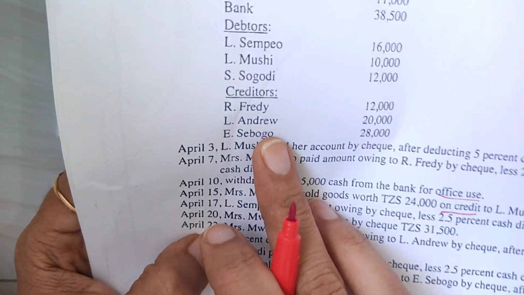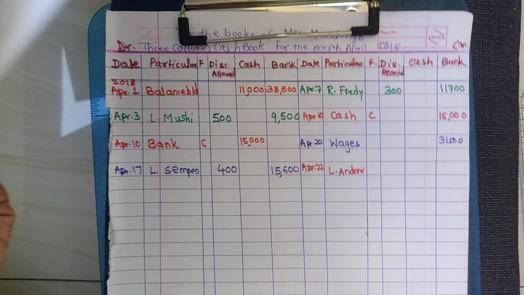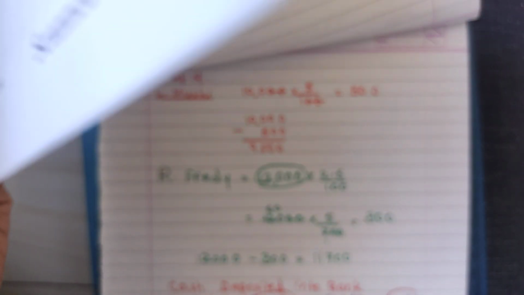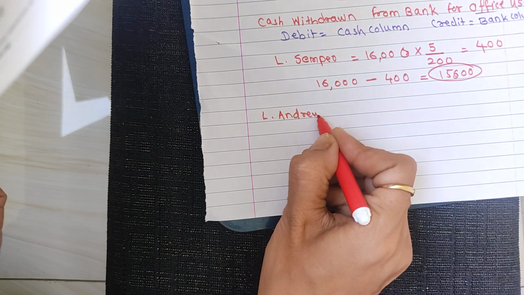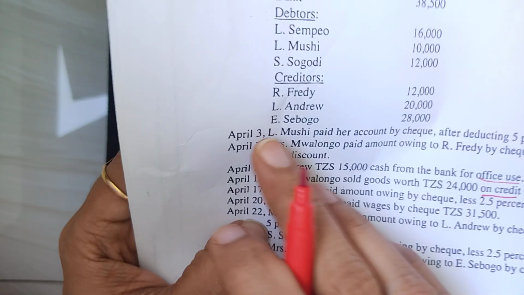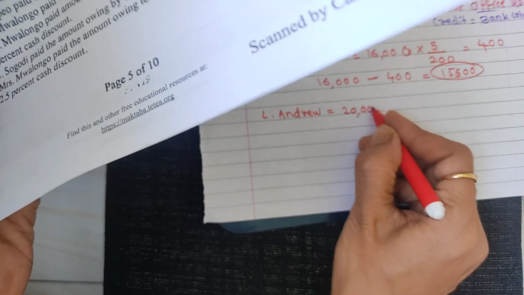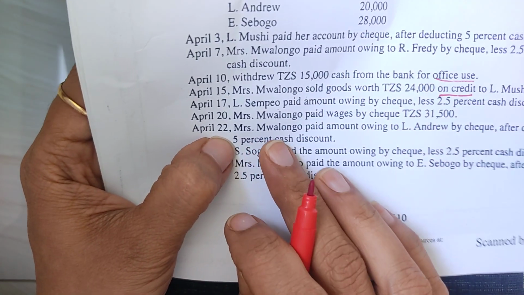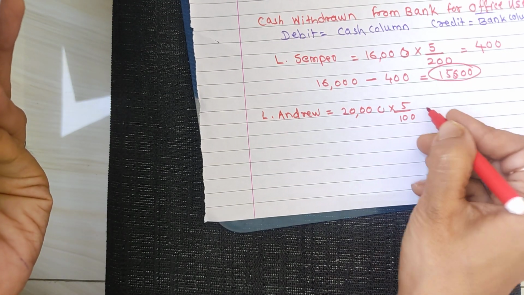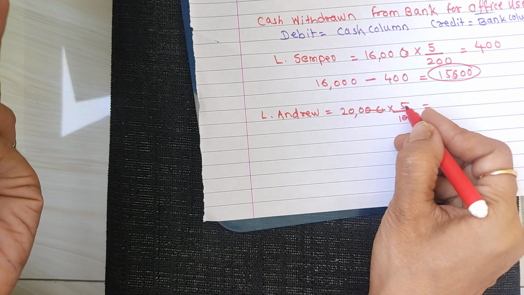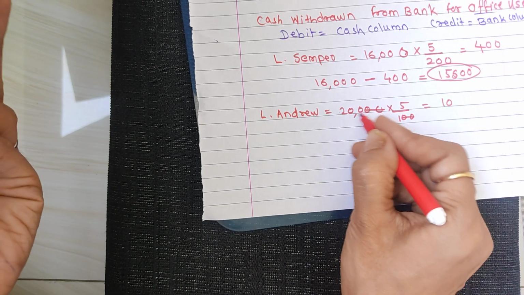How much amount is to pay to them? 20,000. Again here discount is given. So L. Andrew, see 20,000 is the given amount to be paid, and how much is the discount? 5%. So 20,000 into 5 upon 100, so these zeros go, 5 twos are 10, and this 20.